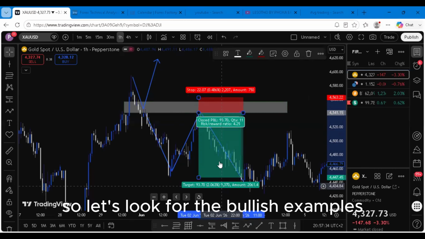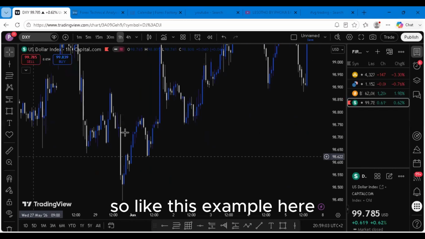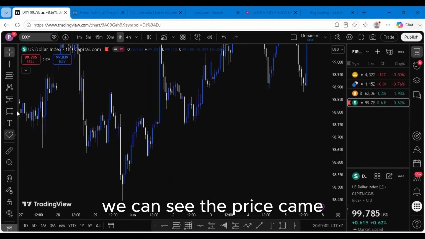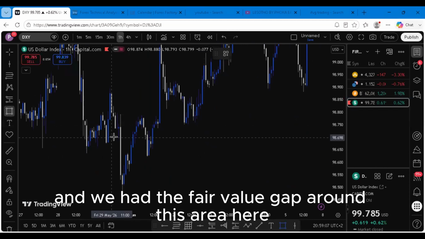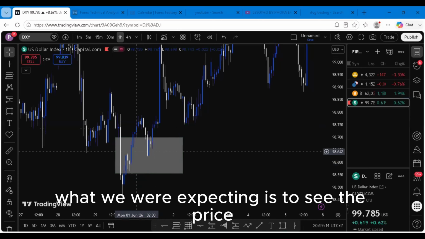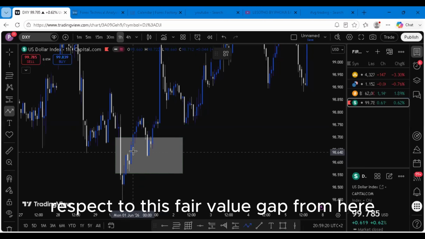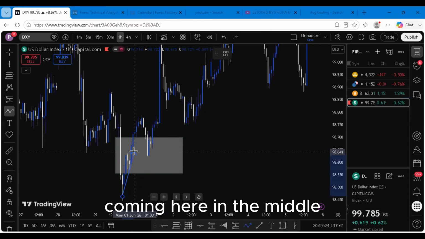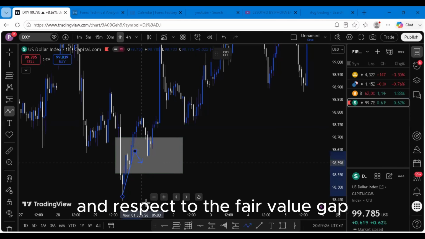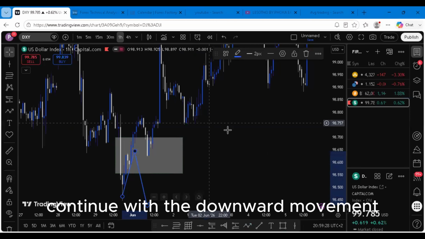So let's look for the bullish example. Like this example here, we can see the price came and we had the fair value gap around this area here. What we were expecting is to see the price respect this fair value gap from here, coming here in the middle and respect the fair value gap, continue with the downward movement.